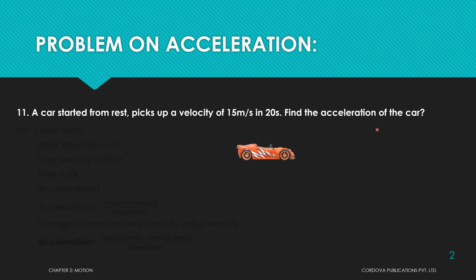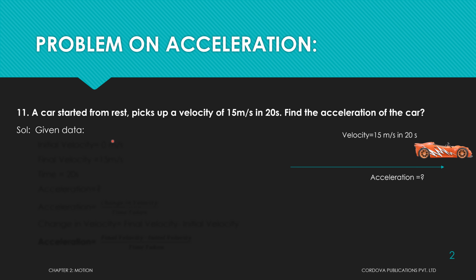So this is a car and it started from rest and it has picked up to a velocity of 15 meter per second in 20 seconds, and they are asking us to find the acceleration of the car. Now, how to find it is just write the given data first. Since they have said that it is starting from rest, the initial velocity, that is the starting velocity, is 0 meter per second, and the final velocity is 15 meter per second, and what is the time? 20 seconds. And we have to find the acceleration. I hope it's clear, right?